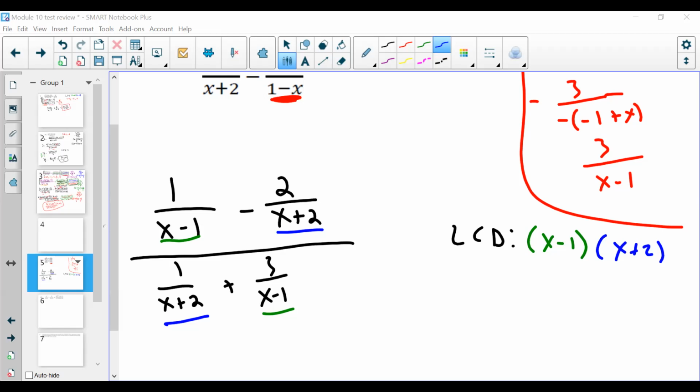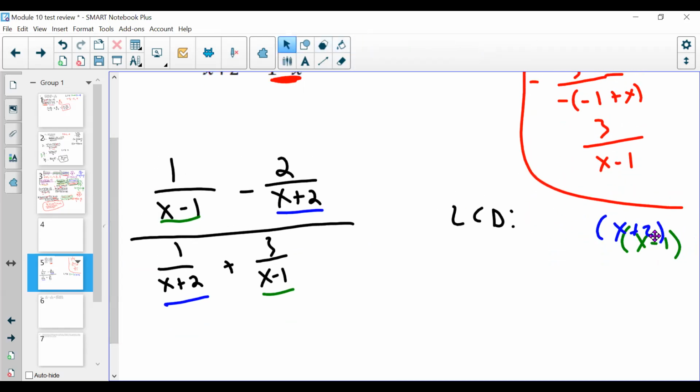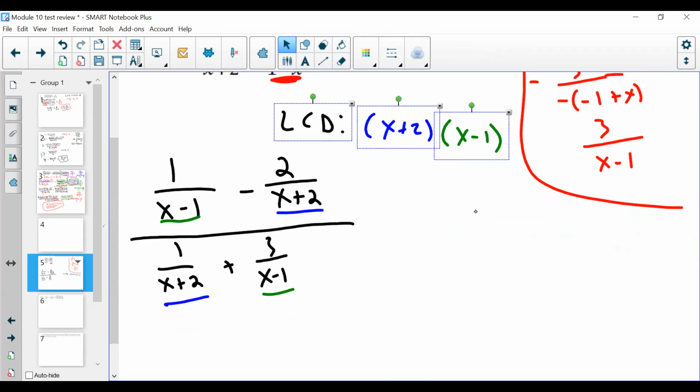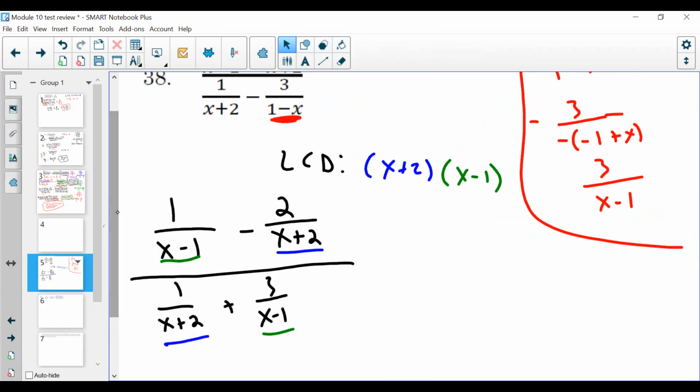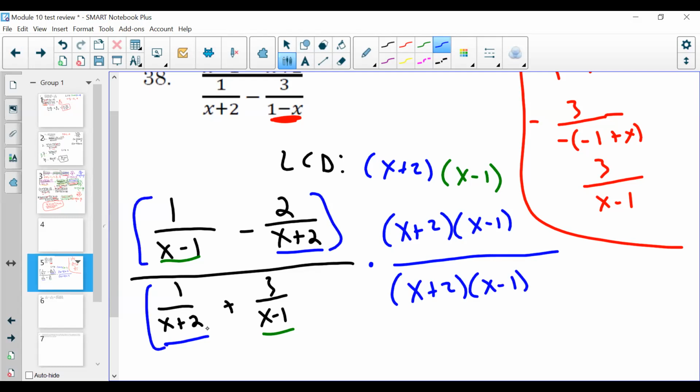All right. So that's my LCD. And what I'm going to do is multiply this whole thing by the LCD. Let's move this up here. That's my LCD. So I'm going to multiply this whole actual fraction by my LCD of x plus 2, x minus 1, all over x plus 2, x minus 1. And so it's kind of being multiplied like this.